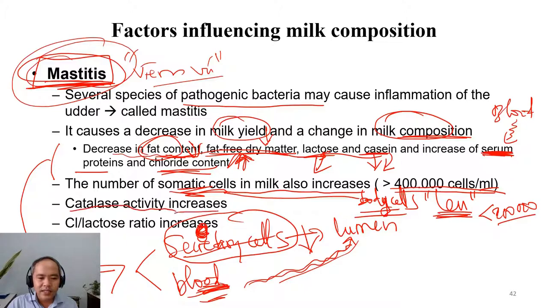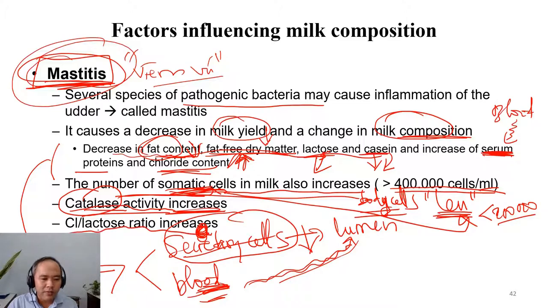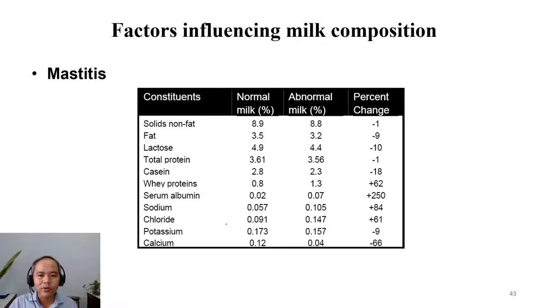Catalase activity increases. Catalase is the enzyme in leukocytes, in somatic cells. This is why when leukocyte number increases, the catalase activity increases. This ratio increases. Why? Because lactose is decreased and chloride is increased, so this ratio increases. Let's just look at the table, so it's easier to see. These are the components in milk. This is in normal milk. This is in abnormal, meaning mastitis, milk. And then how many percent change?